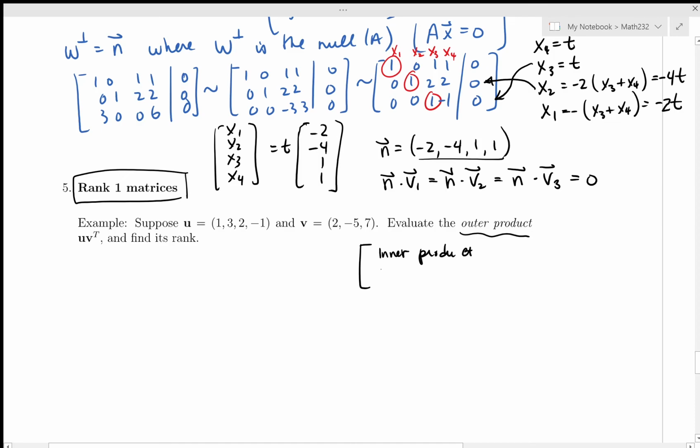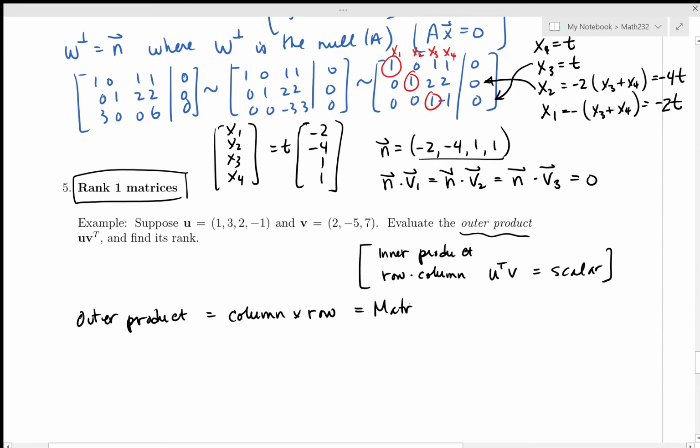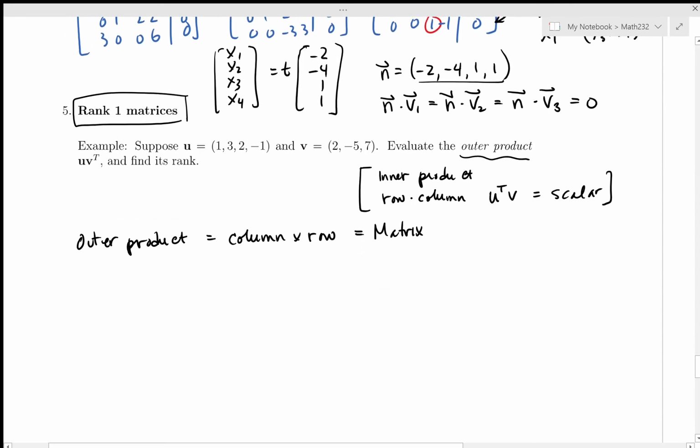Let me just, as a contrast, a reminder, the inner product is a row times a column, and it looks like this. U transpose V, and it is equal to a scalar. Okay, what we are now doing is the outer product, and the outer product is equal to a column multiplied by a row, and the result of that is a matrix, not a number.